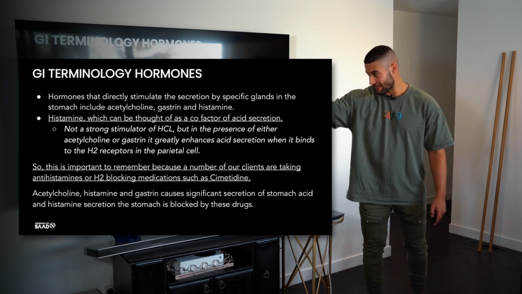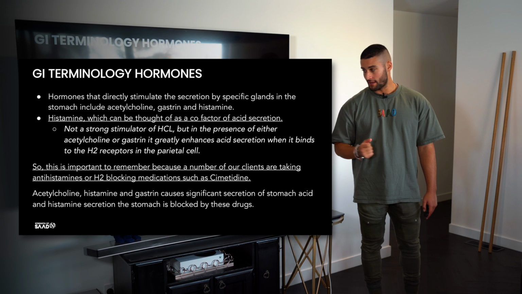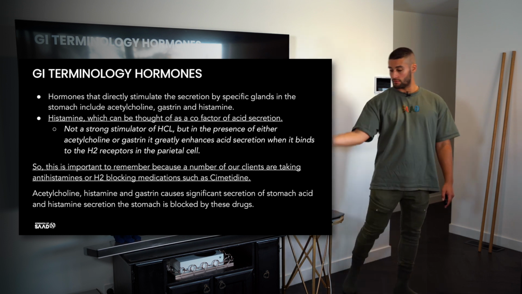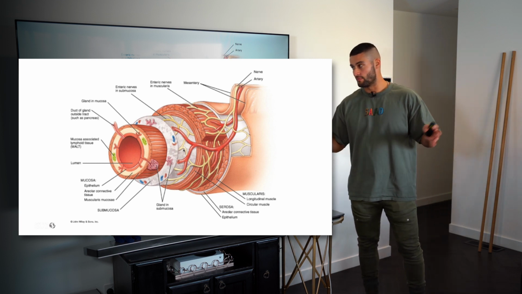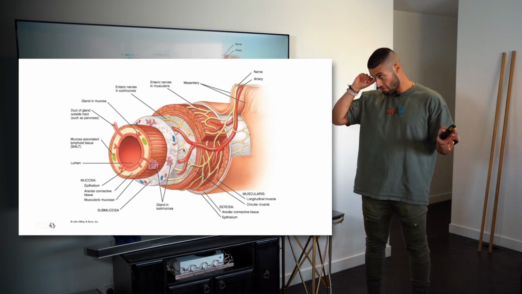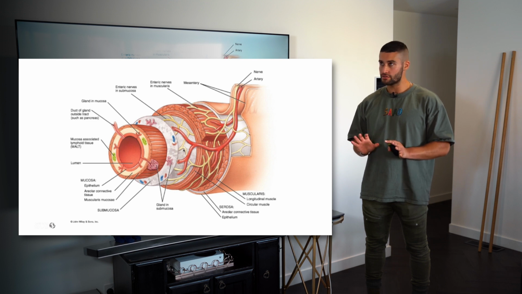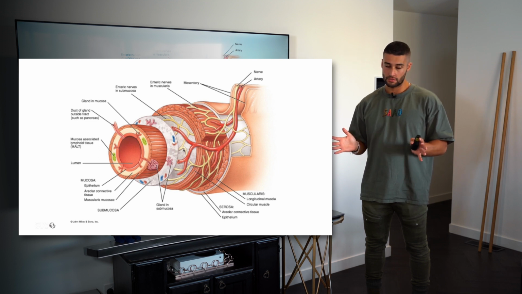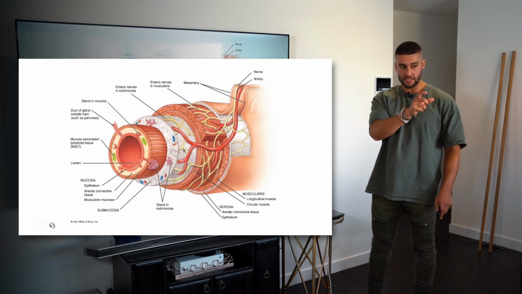Acetylcholine, histamine, gastrin, they all help create stomach acid, and things that go against that block it. Smooth muscle of the gut. The gut's made of smooth muscle. Smooth muscle means what? It's not non-contractile. It will contract. There's cardiac. Involuntary. Yeah, involuntary.